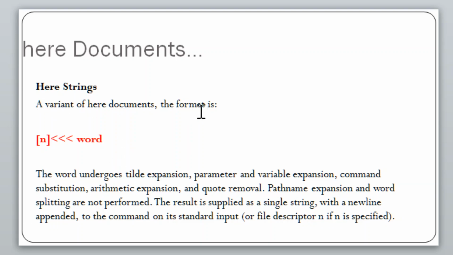So a variant of the here document is as follows. We have a word, and then we have three less than signs, and then n. In this case, the word undergoes tilde expansion, parameter and variable expansion, command substitution, arithmetic expansion, and quote removal. Path name expansion and word splitting are not performed, and the result is supplied as a single string with a newline appended to the command on its standard input, or file descriptor n if n is specified. So this way, we actually append things to whatever we put here. Okay, so it's not giving in a standard in, but it's actually appending things.